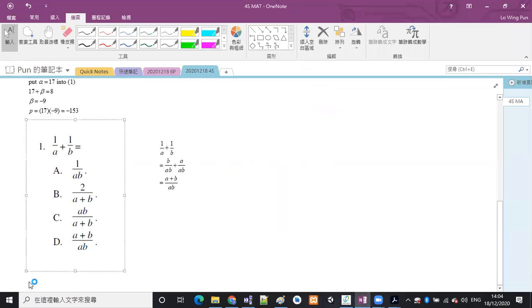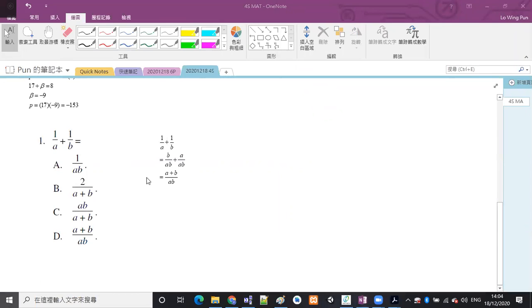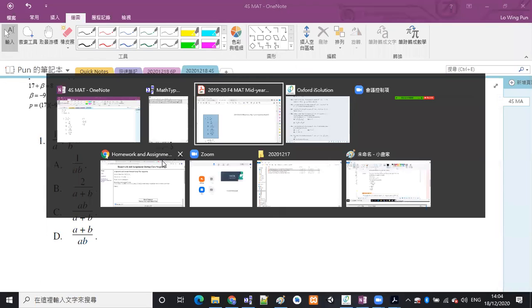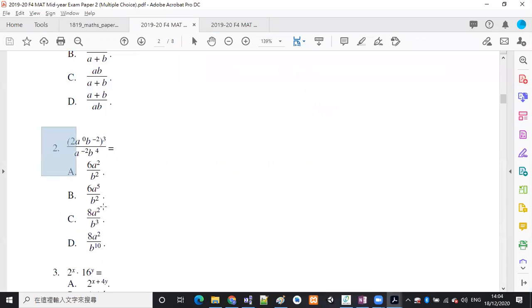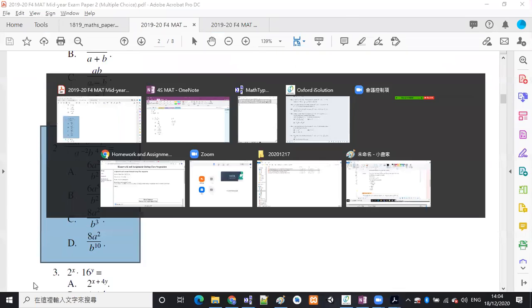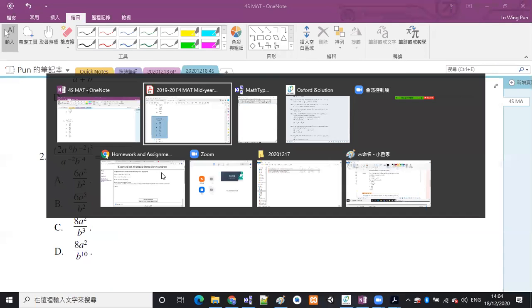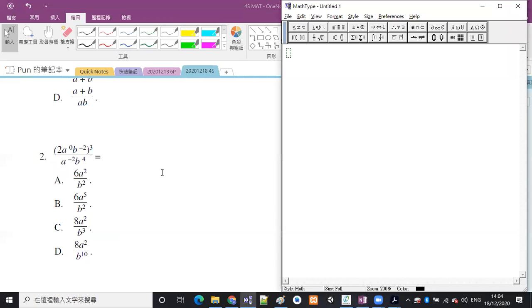All right. And then number 2. Laws of indexes. So we have (2a to the power 0 b to the power -2) to the power 3 over (a to the power -2 b to the power 4). Okay.